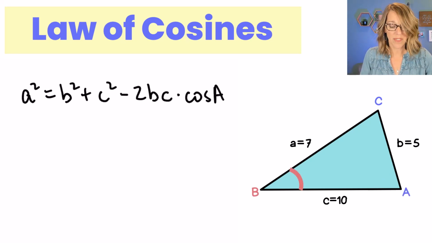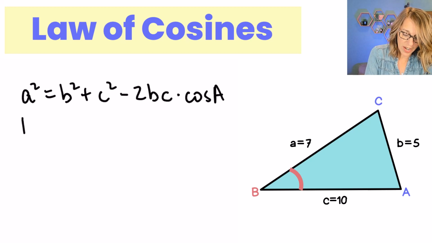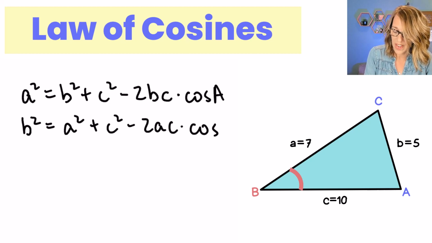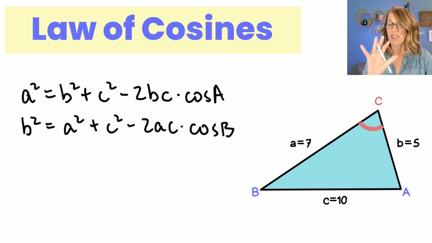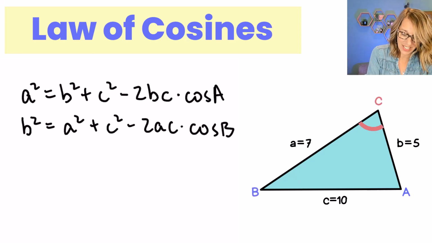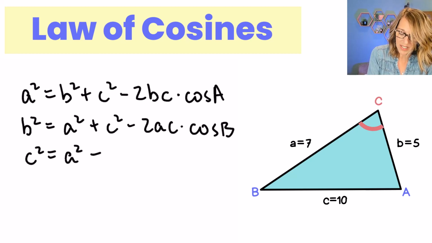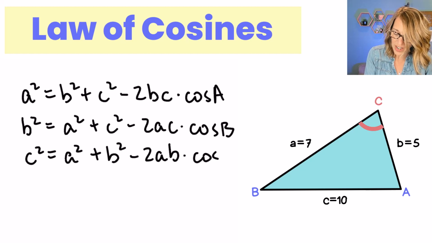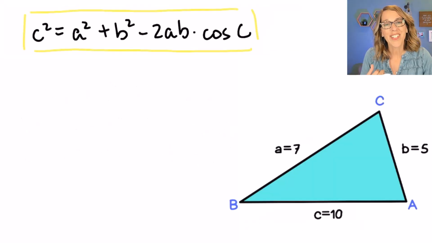There's a similar one for angle B. So this is going to be b squared is equal to a squared, the other 2, plus c squared, minus 2ac times the cosine of angle B. And finally, if you're involving angle C, it's going to look a lot like the Pythagorean theorem. c squared is equal to a squared plus b squared minus that fudge factor of 2ab times the cosine of angle C. Let's go ahead and use this version of the formula to find angle C.